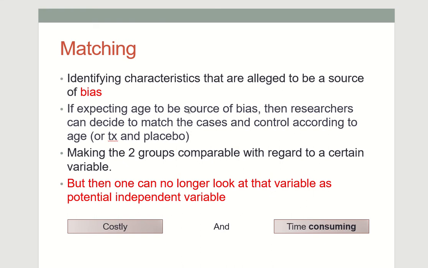So if expecting age to be a source of bias, then the researcher can decide to match the cases and control according to age, making the two groups comparable with regard to a certain variable. But then one can no longer look at that variable as a potential independent variable.